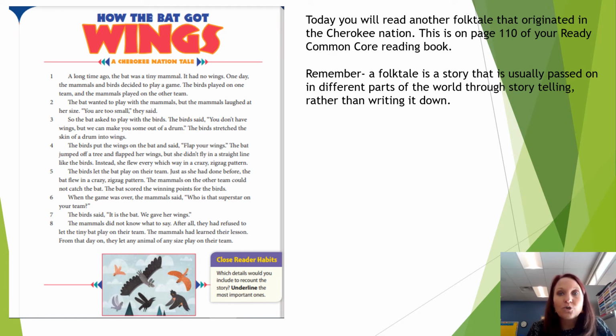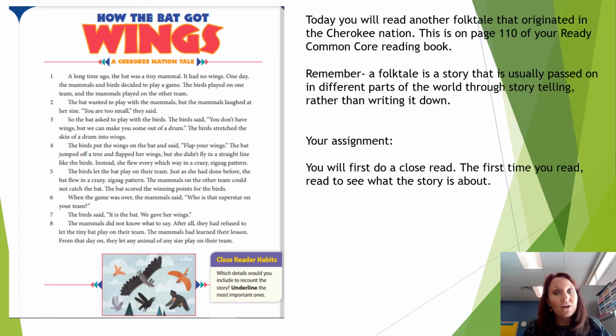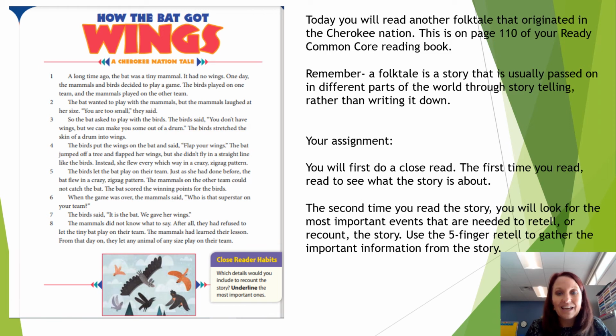And this is on page 110 of your Ready Common Core reading book. So here is your assignment. Listen carefully. You're going to do a close reading of this story. So the first time you read the story, just read to see what the story is about. The second time you read, you're going to be looking for all of the most important events that are needed to retell or recount the story. Remember to use your 5-finger retell to gather the important information.